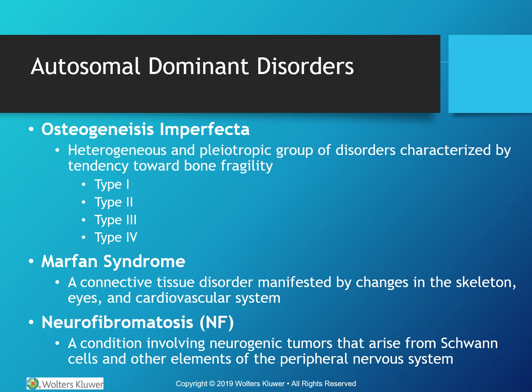Autosomal dominant disorders. We'll start by talking about osteogenesis imperfecta. Osteogenesis imperfecta is a heterogeneous and pleiotropic group of disorders characterized by a tendency towards bone fragility. It is classified into 4 different types.